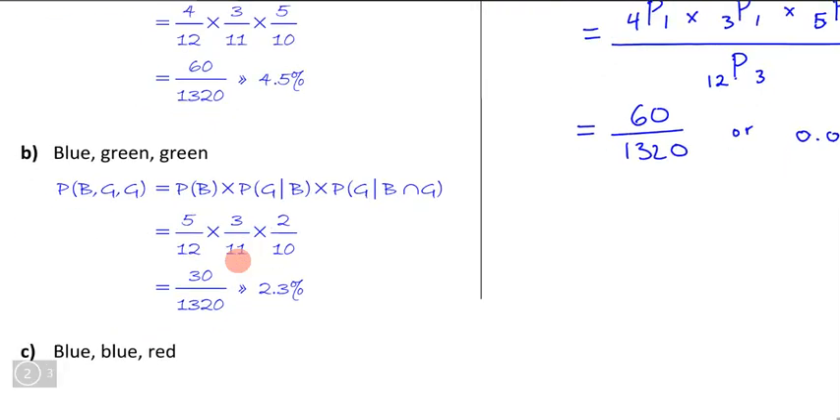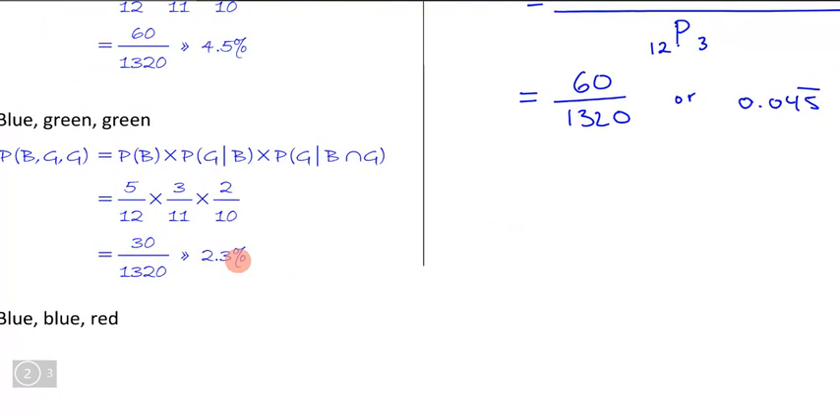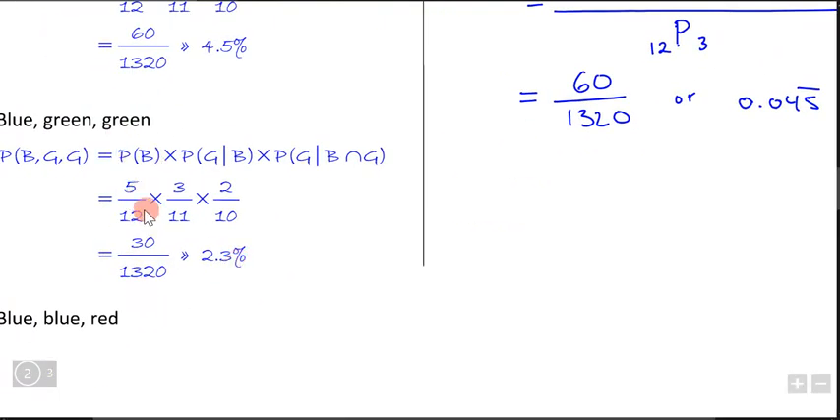Blue, green, green. Same idea. Probability of getting a blue? Well, 5 out of 12 marbles. 5 blue out of 12 marbles in total. Then after I draw a blue, I'm down to 11 marbles. 3 of them are green, so I have a 3 out of 11 chance for green. And then after I draw 1 green, I'm down to 10 marbles, but I'm also down to 2 green marbles left in my bag, so I have a 2 out of 10 chance for a second green marble. So my probability here is 2.3%.